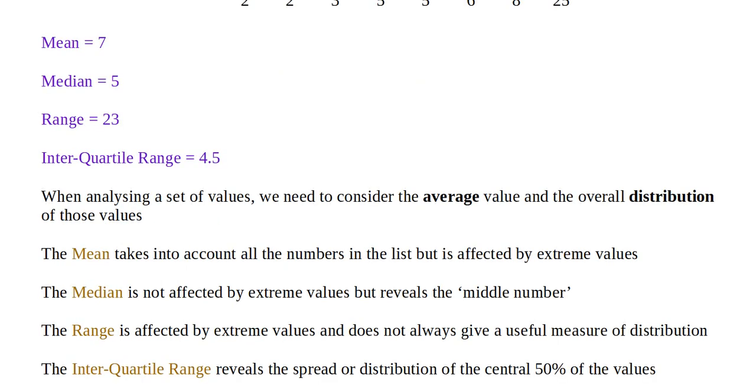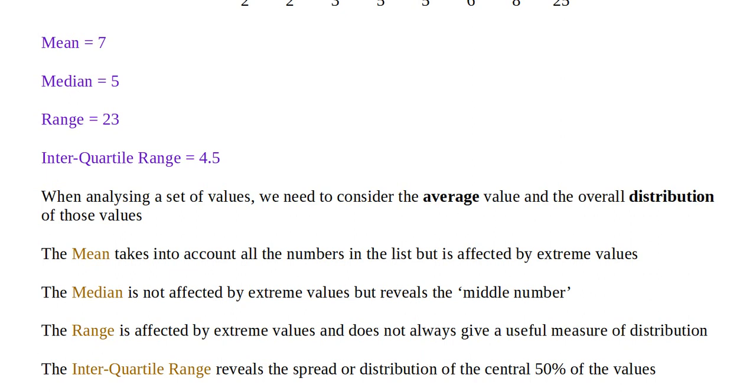So here we've got exactly the same set of information. The ranges are there, the averages are there. So let me read to you. When analyzing a set of values, or set of data values, we need to consider 2 things. 1, the average value, and 2, the overall distribution of those values. Are they close together or are they widely spread out?